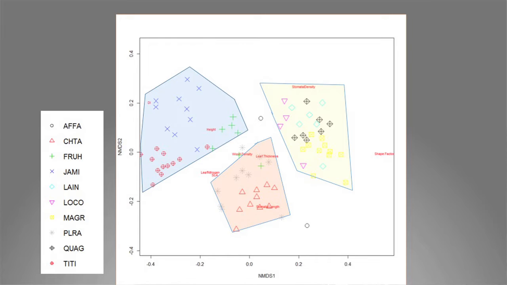But in relation to the traits, for example, this cluster here is very closely related to the dissection indices, that being the compound leaves. And what do we see in that cluster? We see the tipu, we see the jacaranda, and we see the Fraxinus, all of our compound leaves. That's not very surprising.